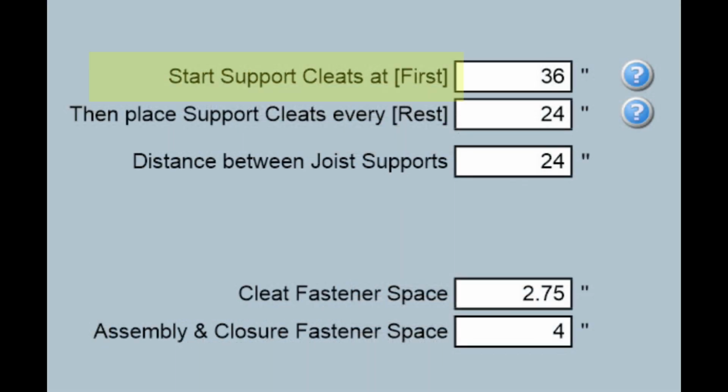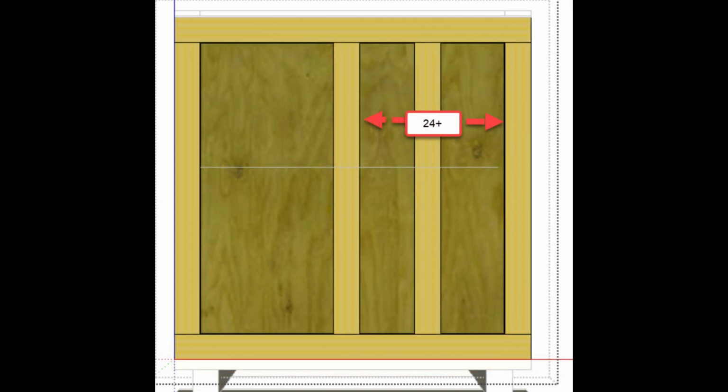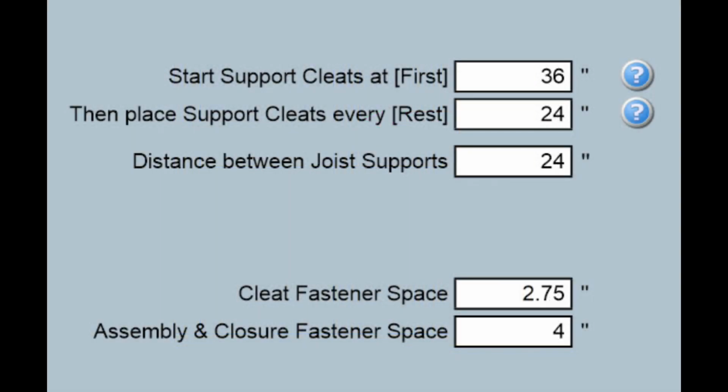The first and rest rules allow you to specify when the first support cleat is added, how much distance, or unframed area, is between the framing cleats. These values indicate that there must be 36 or more inches between the framing cleats before the first support cleat is added. Rest values at 24" indicate that after the first support cleat is added, there needs to be at least 24" of unframed area remaining. Crate Pro 6 will continue to add support cleats until there's less than 24" of unframed area.